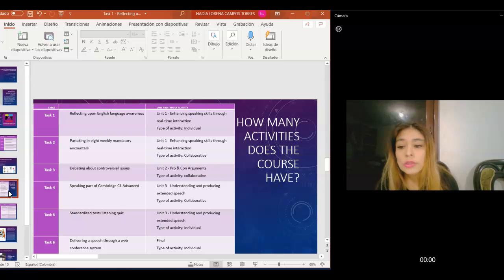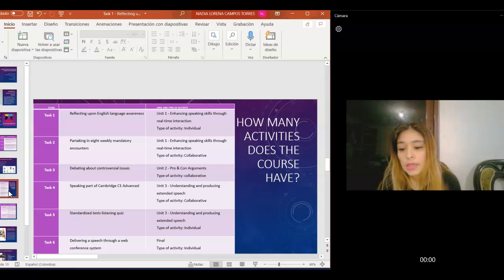Task 2 is partaking in 8 weekly mandatory encounters, enhancing speaking skills through real-time interaction, and the type of activity is collaborative. Task 3 is debating about controversial issues, where we have the pro and con arguments, and the type of activity is collaborative. Task 4 is the speaking part of Cambridge C1 Advanced, in the unit understanding and producing extended speech, and the type of activity is collaborative too.